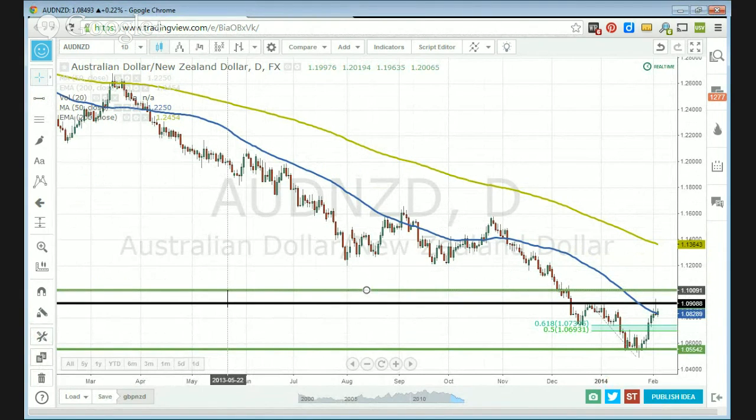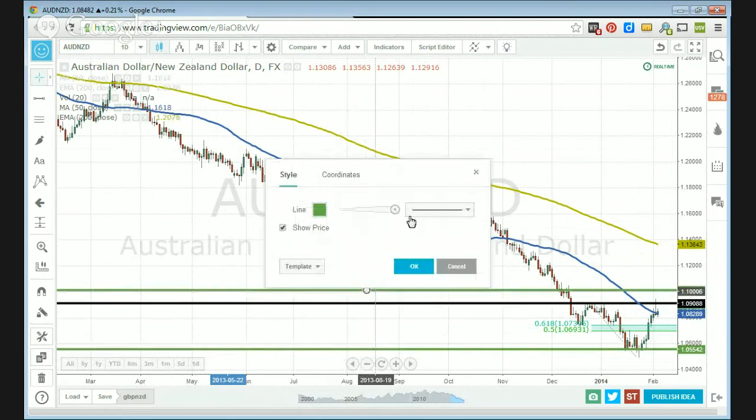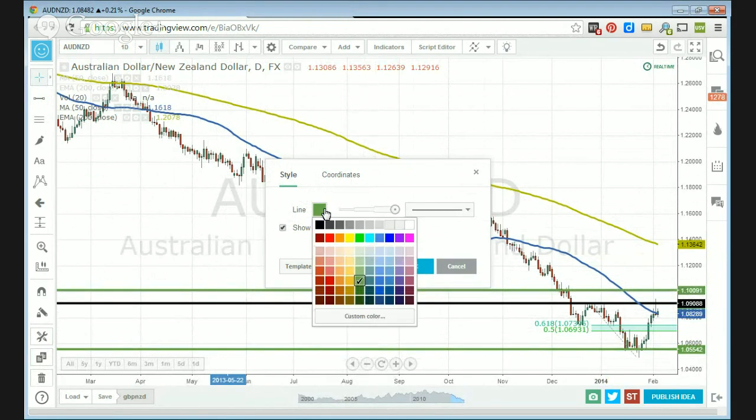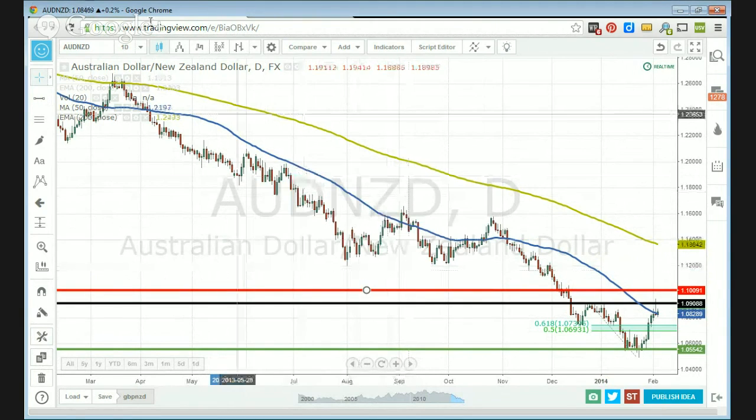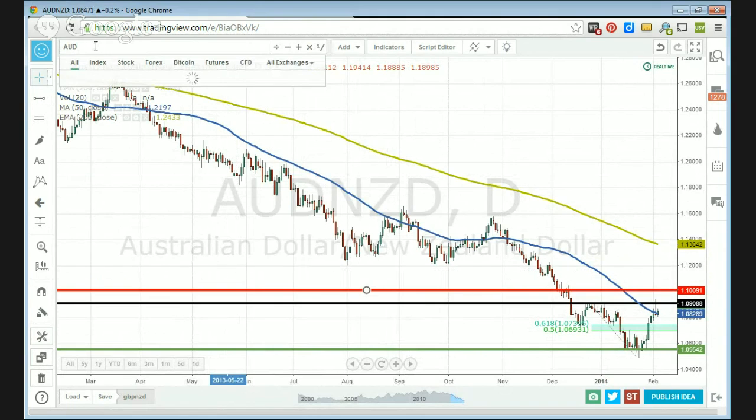Yeah, so this is 103, and we're looking to gain over 300. So this is a good 3-to-1 setup here. Okay, so we'll short Aussie New Zealand. And let me see Aussie CAD again.